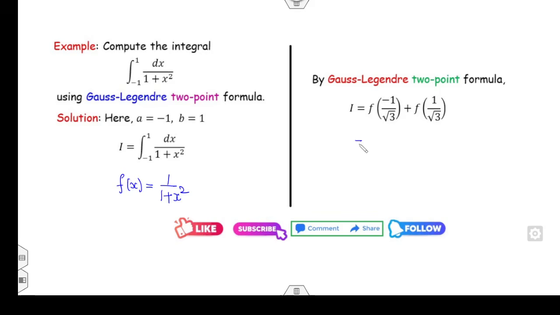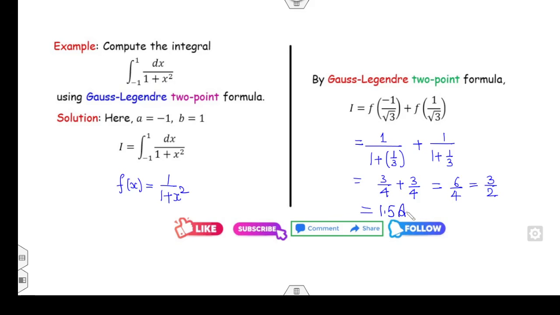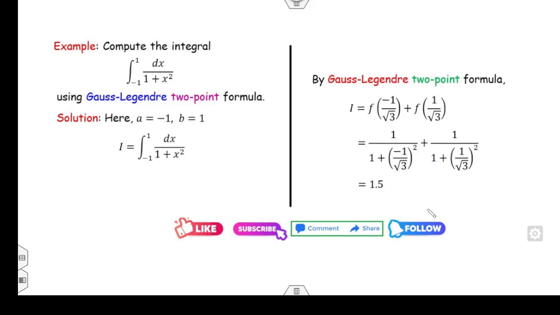Fine. So I can substitute the value. It is 1 over 1 plus x square. It is 1 over (1 plus 1 over 3) plus 1 over (1 plus 1 over 3). So that will be 3 over 4 plus 3 over 4. That will be 6 over 4. Fine. 6 over 4 means 3 by 2. That means 1.5 is the required answer of the problem.